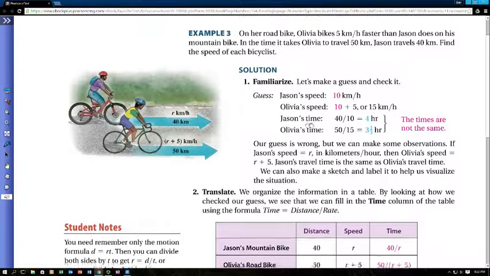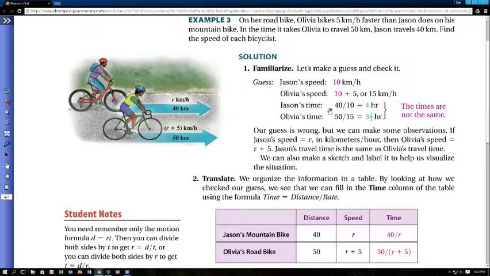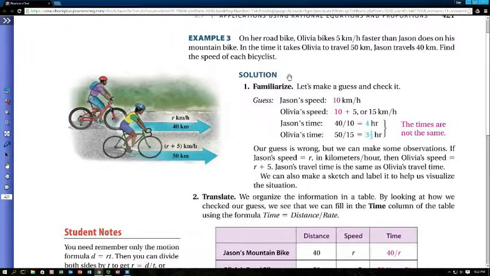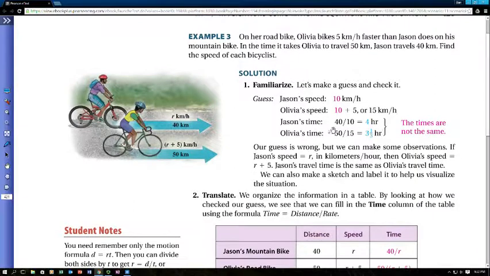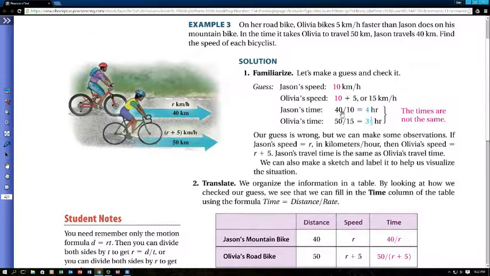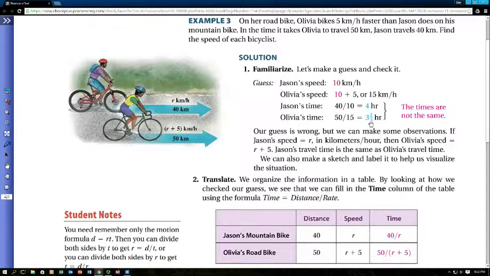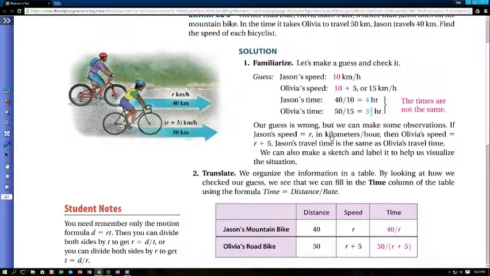Well, in Jason's time, 40 kilometers divided by 10 kilometers per hour equals 4 hours. If he goes 40 kilometers at 10 kilometers per hour, it'll take him 4 hours. Olivia's time is 50 kilometers at this other rate of 15, and she'd go 3.5 hours. These times are not the same, so I didn't get lucky and guess the correct answer. But this really helps familiarize us with these kinds of problems.